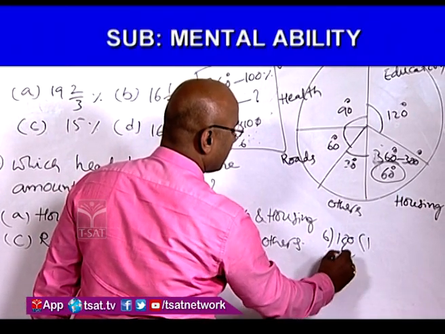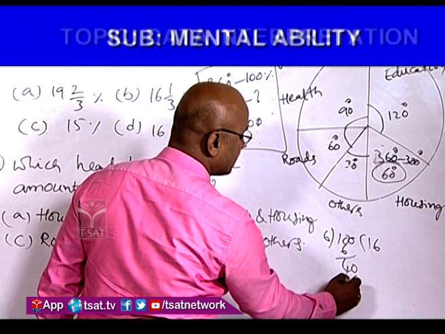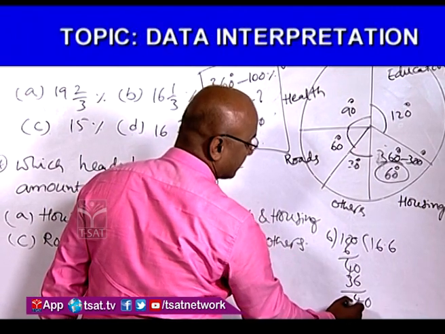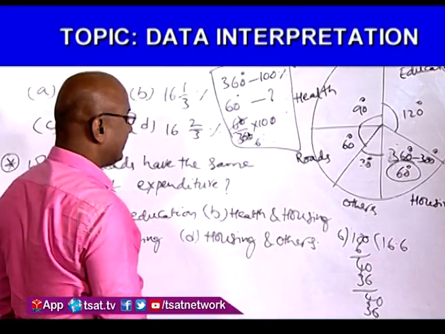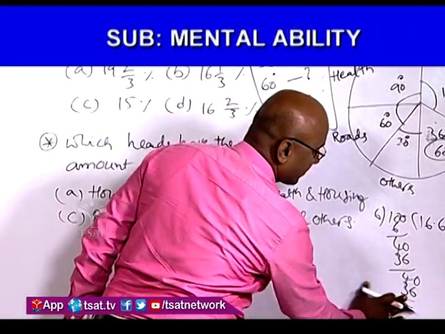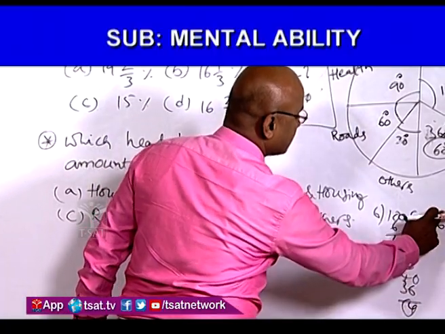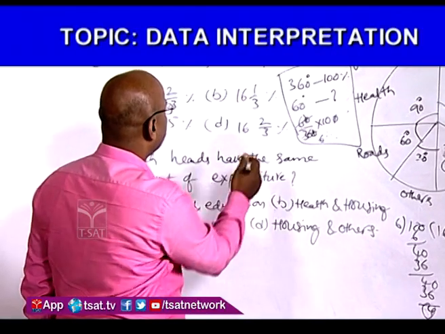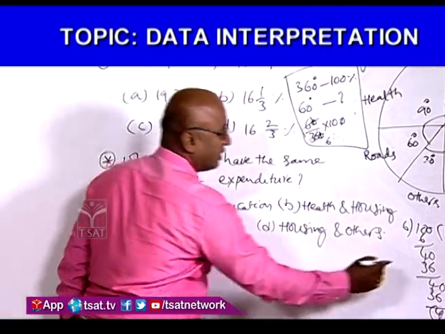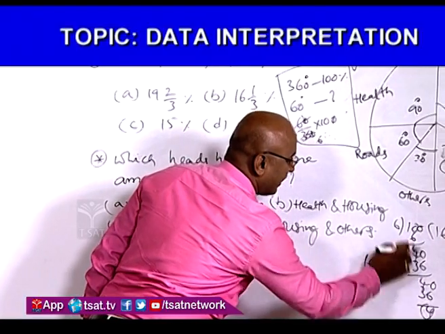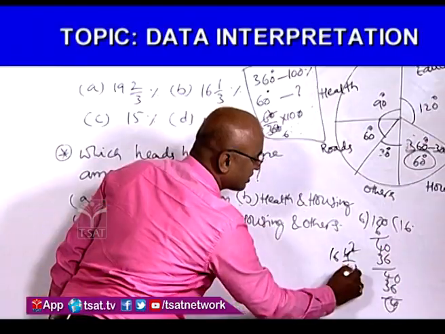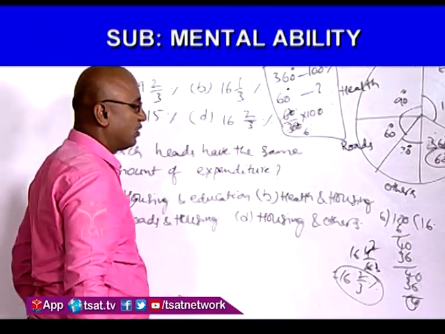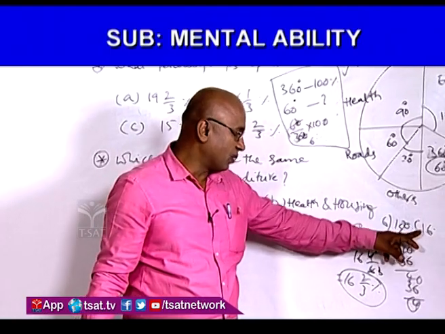100 by 6: 6 ones are 6, remainder is 4, put a point, put a 0, and 6 6s are 36. So it is 16.6%, or 16 and remainder 4 by 6%. That is 16 4 by 6, which is 16 2 by 3%. So 100 by 6 is equal to 16, remainder 4.